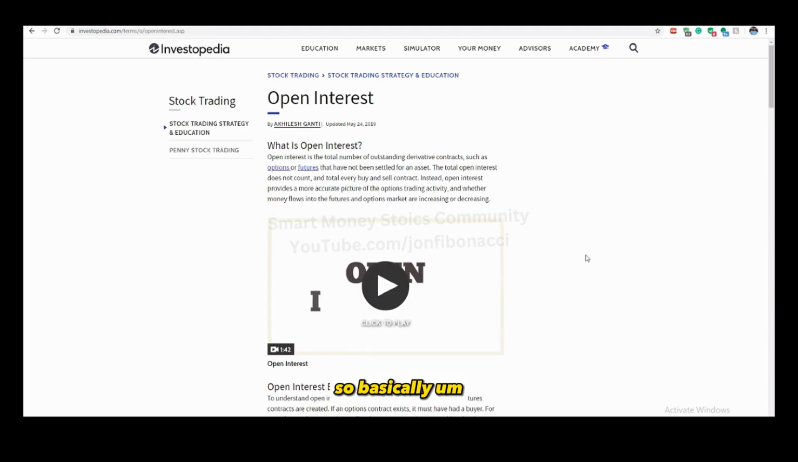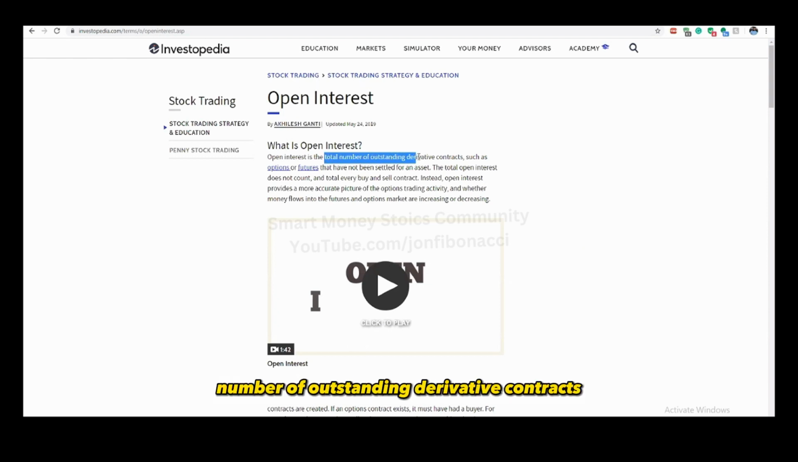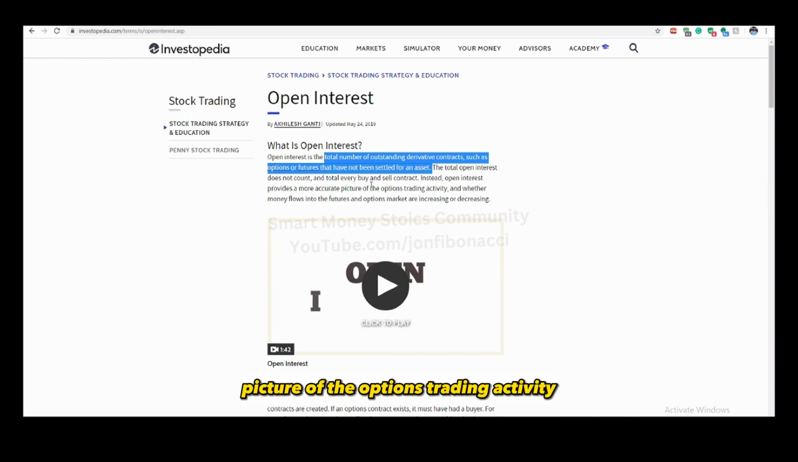So basically, they report to the CFTC, like I said, and they plot COT, but they also plot open interest, also known as OI. That's the short term, right? OI, open interest. Okay. So, what is open interest? It's the total number of outstanding derivative contracts, such as options or futures, that have not been settled for an asset. The total OI does not count and total every buy and sell contract. Instead, OI provides a more accurate picture of the options trading activity and whether money flows into the futures and options market are increasing or decreasing.